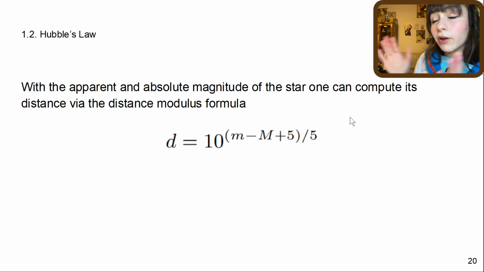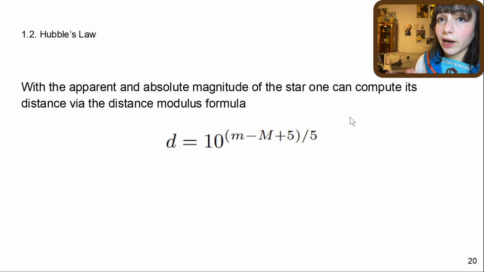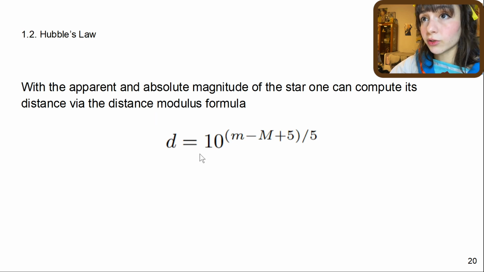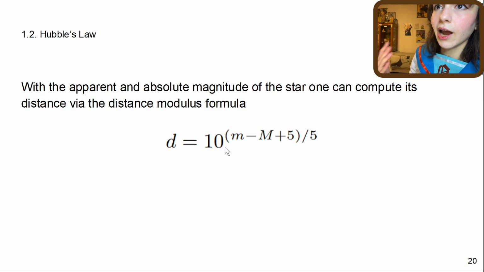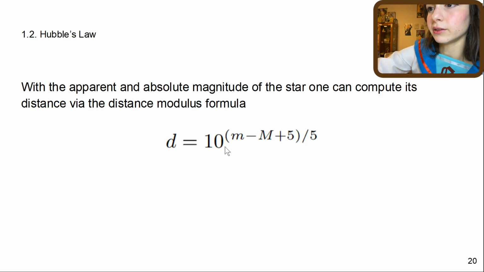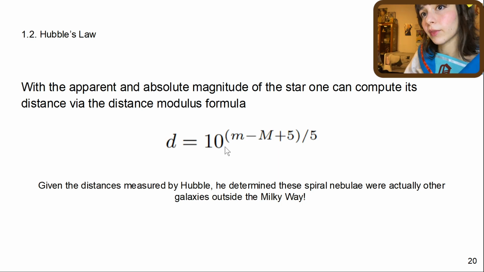So from the apparent magnitude and the absolute magnitude, you can derive the distance at which the star is found. And this is done with the distance modulus formula right here. We'll not get into plugging numbers in there, etc., but I just want to give you a rundown of how Hubble was able to get these numbers.